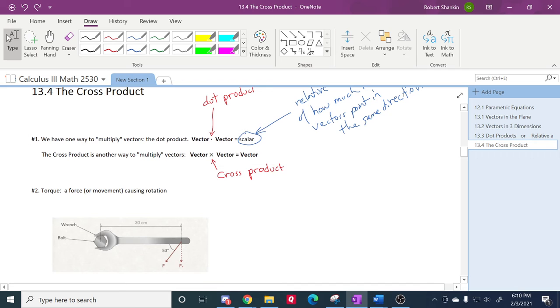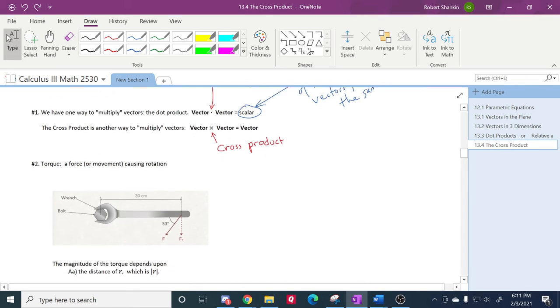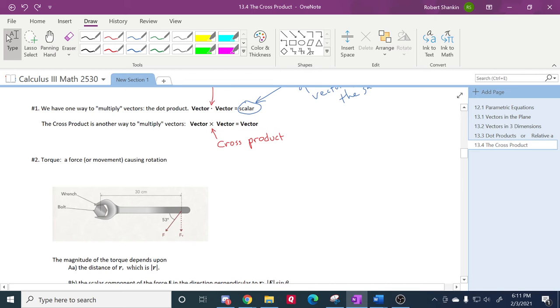Okay, so let's see where this cross product comes from and why we get a vector and what the interpretation of this vector is going to be. It's going to be a way to, quote, multiply vectors that's just as important as a dot product. These two are really two crucial things that you use in physics quite regularly. And to understand this, we need to understand torque. And what is torque? It's a force or movement causing rotation.